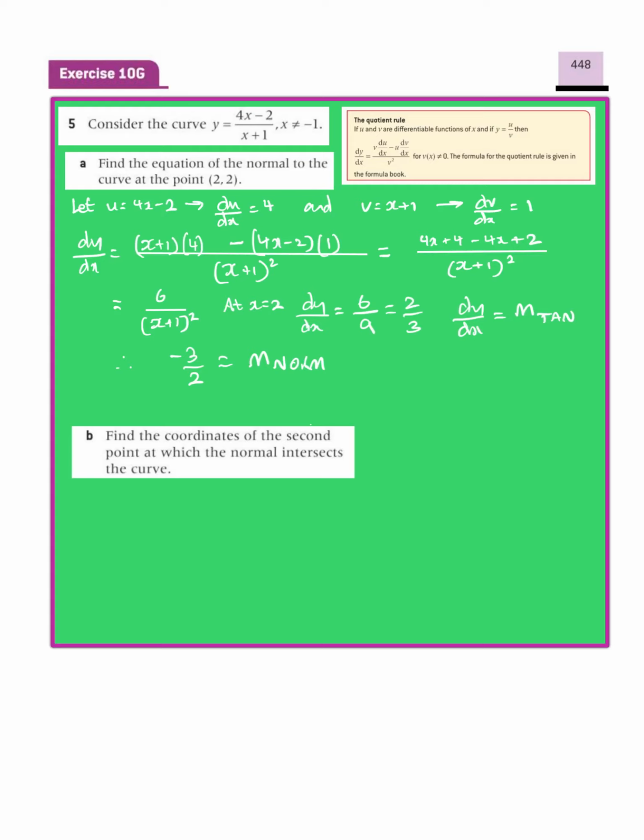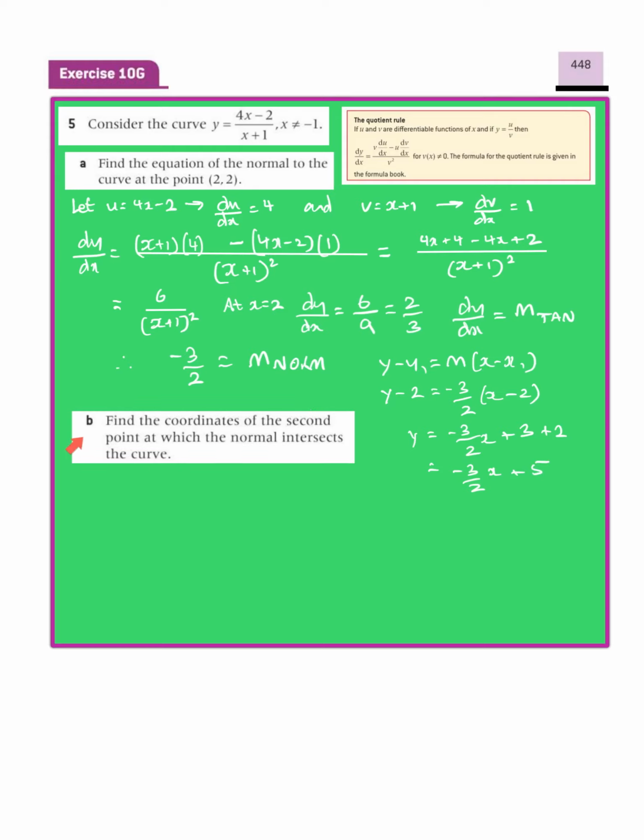Now what we need to do is to find the equation. So to find the equation, we've used this before. We use y minus y1 equals m times (x minus x1). Our m is minus 3 on 2. Our y1 is 2, and our x1 is 2. So let's put those in. We've got y minus 2 equals minus 3 on 2 (x minus 2). That's y equals minus 3 on 2 x plus 3 and then plus 2, which is minus 3 on 2 x plus 5.